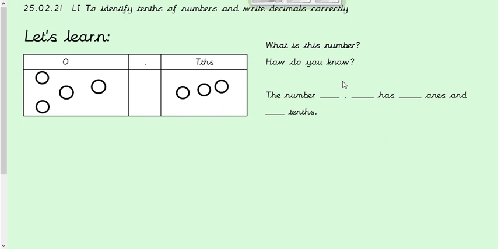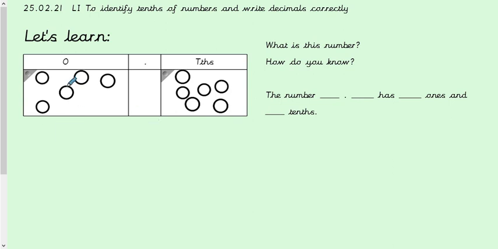So the first question says, what is this number? How do you know? So we need to look at how many ones there are and how many tenths there are. Now there are 1, 2, 3, 4 ones and 1, 2, 3 tenths. I've just counted the counters. So the number has 4 ones and 3 tenths. So the number is 4.3. So the number 4.3 has 4 ones and 3 tenths. Nice and straightforward, hopefully. Let's look at another one then.